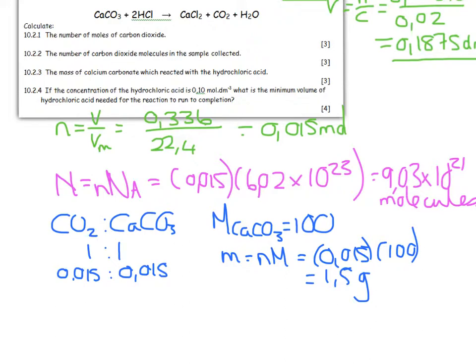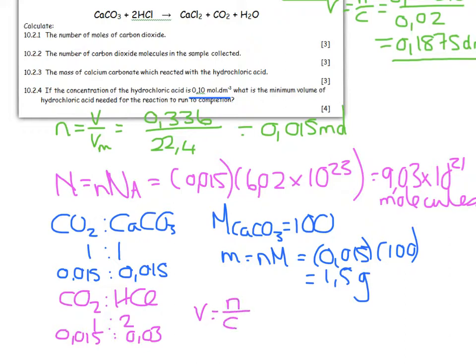The next one was if the concentration of hydrochloric acid is given, what is the minimum volume of hydrochloric acid for this to run to completion? Again, I'm going to need mole ratios, so I'm going to say what is the relationship between the carbon dioxide and the hydrochloric acid. It's a 1:2 ratio, so instead of 0,015 moles, I have got 0,03 moles. Volume is equal to number of moles multiplied by concentration, 0,03, 0,1, and I land up with 0,3 decimeters cubed.